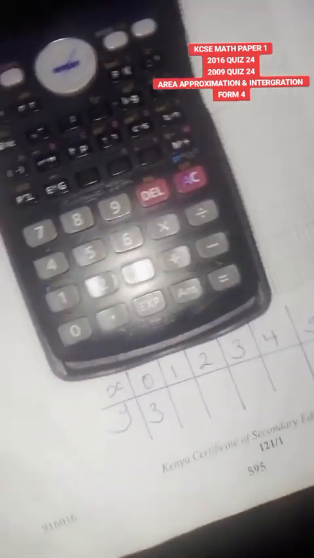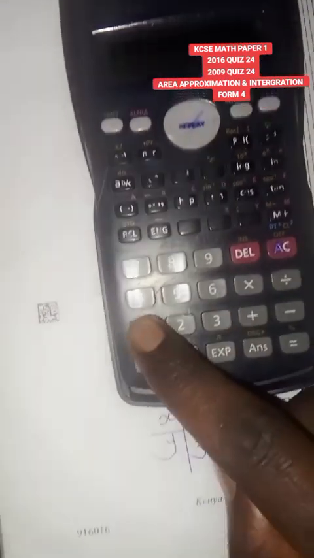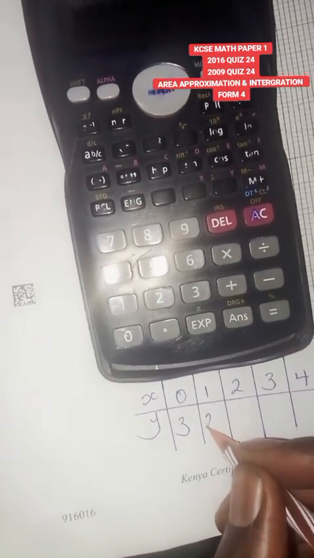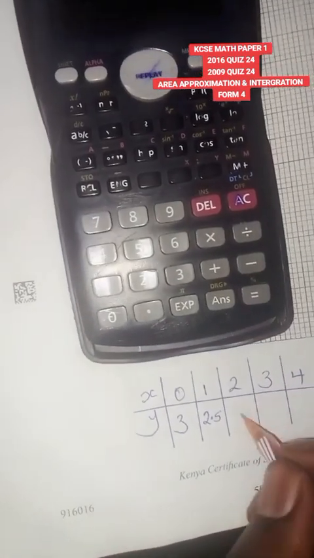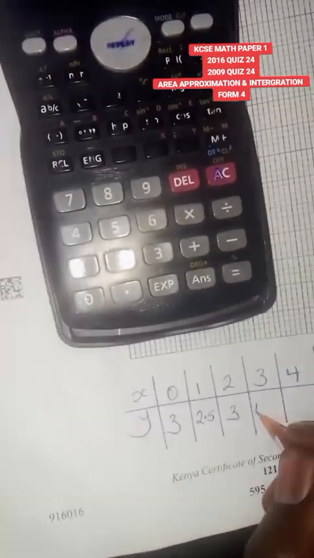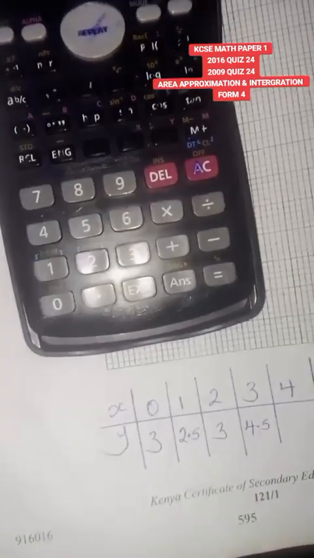If I use the same equation for the table, for x equals 1, it is 2.5. Then if I substitute 2, I have 3. Then if I substitute 3, I have 4.5. So you realize that the final answer here is 15. And that is how you have your table.